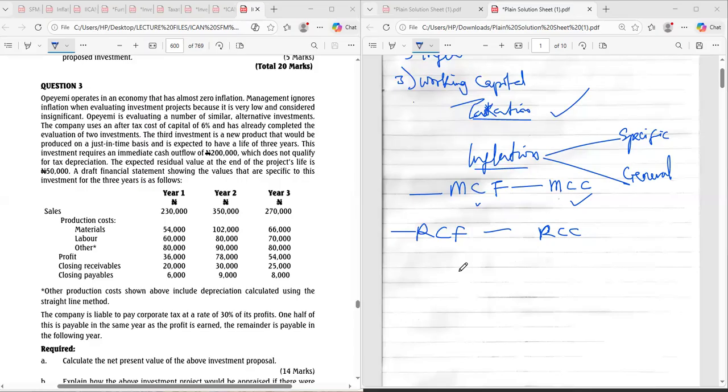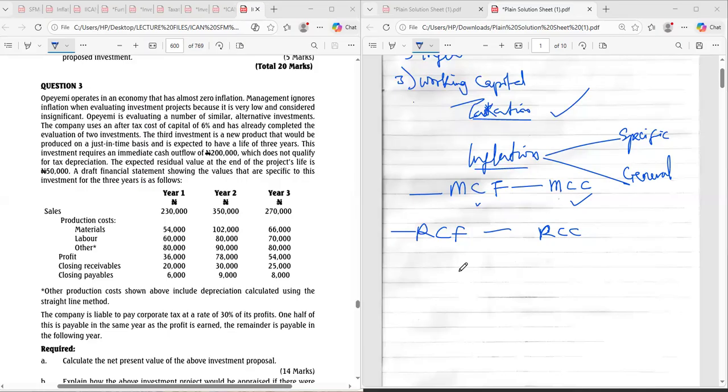So ICAN can give you a question and the figures that ICAN gave to you there are all in what? In real cash flow. Am I making sense? But the discount rate that ICAN will give to you is the money one. I repeat, ICAN gives you a question, all the figures there are in what? Real cash flow, today figure. But the rate that they want you to use to discount is in what? Future figure, money figure.